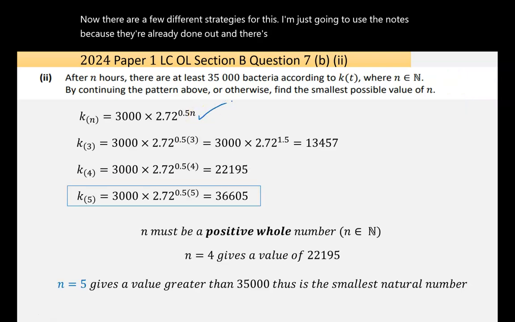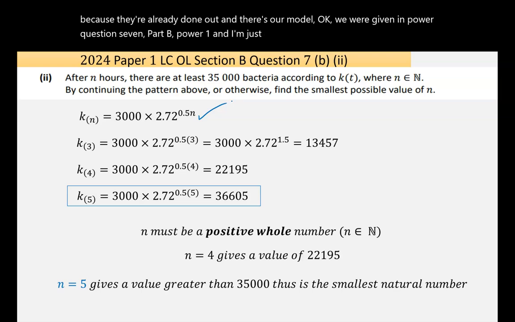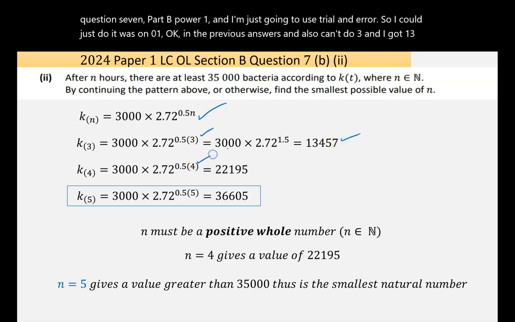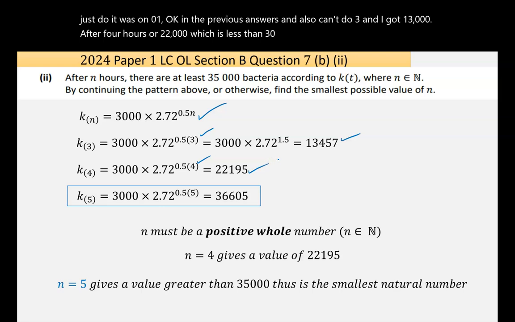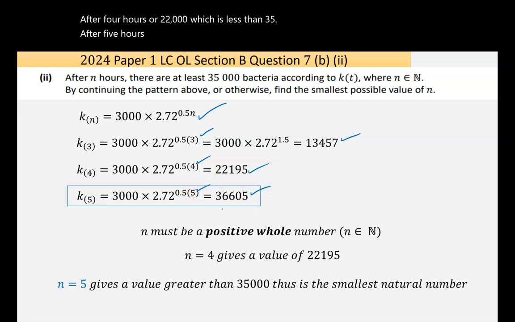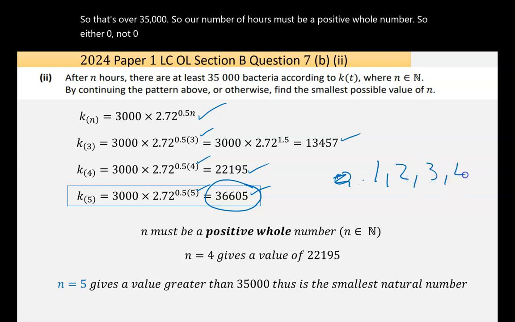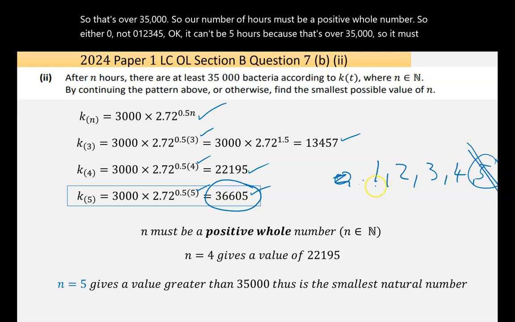And there's our model we were given in question 7, part B, part 1. And I'm just going to use trial and error. So I could just do, it was on 0 and 1 in the previous answers. And I'm just going to do 3, and I got 13,000. After 4 hours, there's 22,000, which is less than 35,000. After 5 hours, there's 36,000. So that's over 35,000. So our number of hours must be a positive whole number. So either 1, 2, 3, 4, 5. It can't be 5 hours because that's over 35,000. So it must be between 1 and 4.